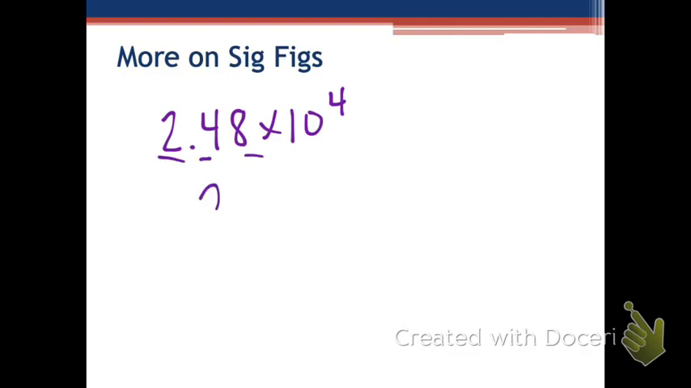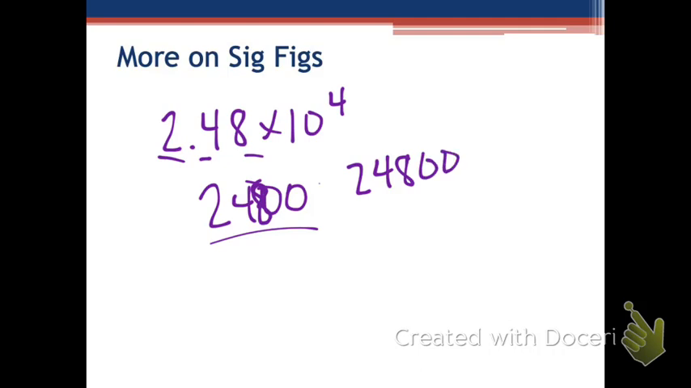1, 2, 3. I do not care about what it looks like in its expanded form. 1, 2. Okay, that's what it looked like. I don't care about that. Right? That would be ambiguous. 2, 4, 8, 0, 0. That's ambiguous. Right? But by putting it here, it tells us we have 3 significant figures.